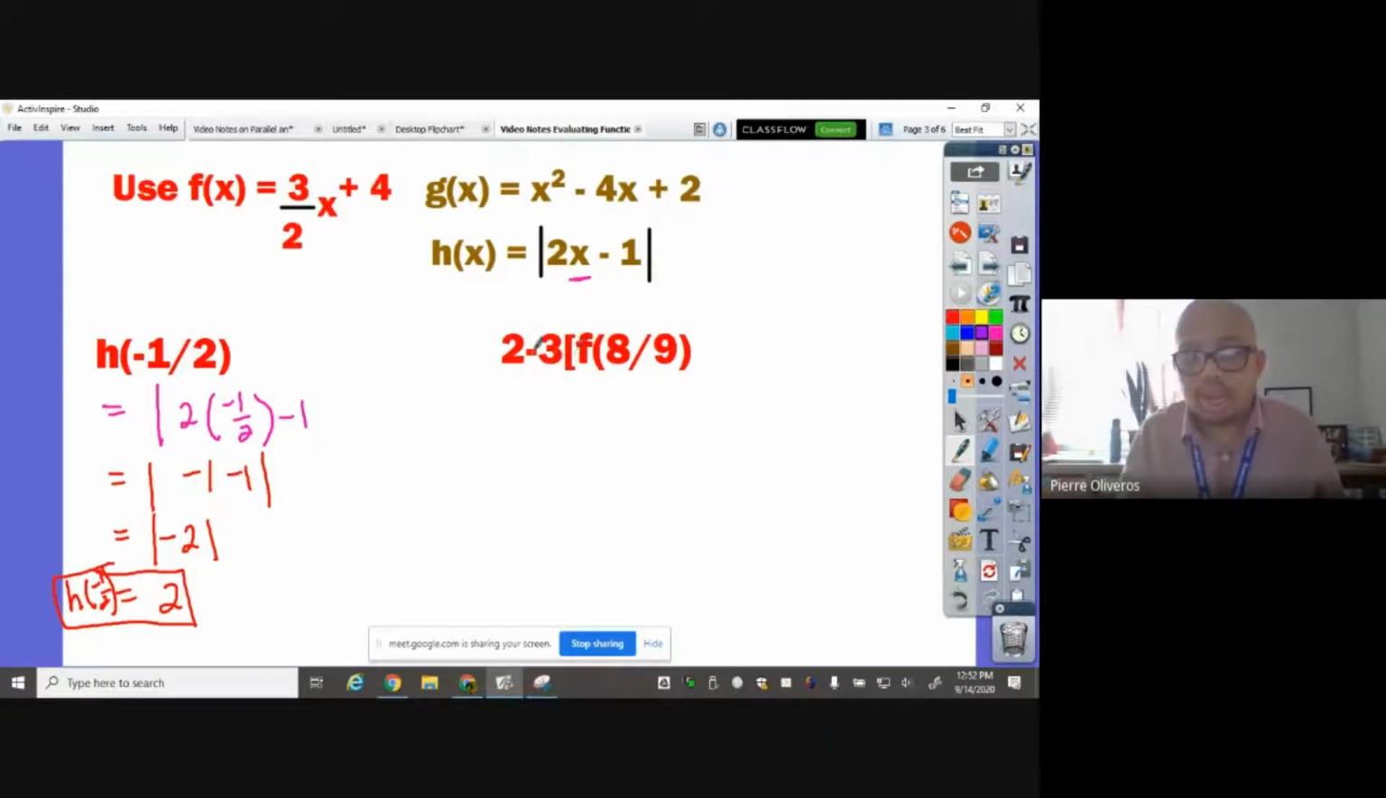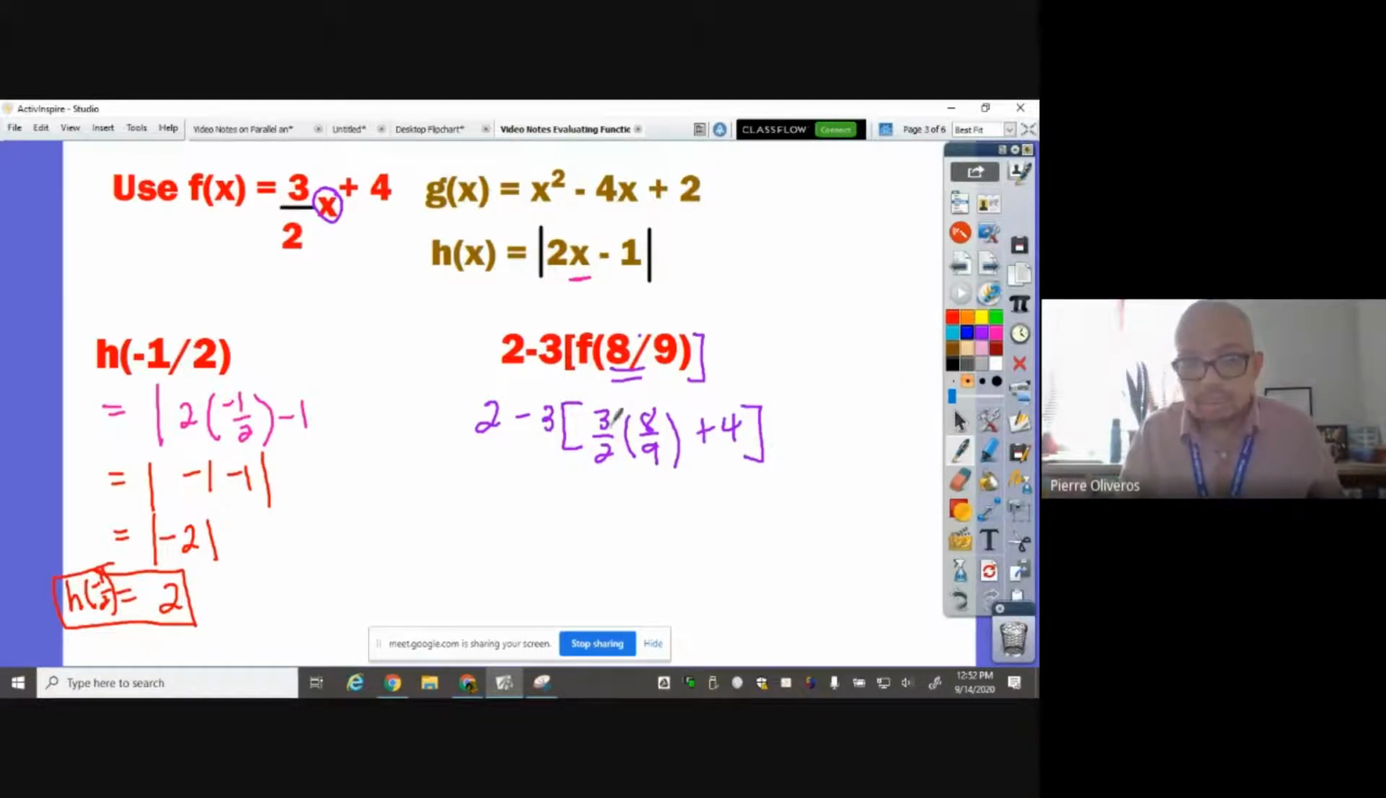Now this one here, I have 2 minus 3 times the function f of 8 over 9. So that means you're going to plug the 8 over 9 into the f here. So you're going to have 2 minus 3, and then you plug in the 8 over 9 here. So it will be 3 halves times 8 over 9 plus 4.